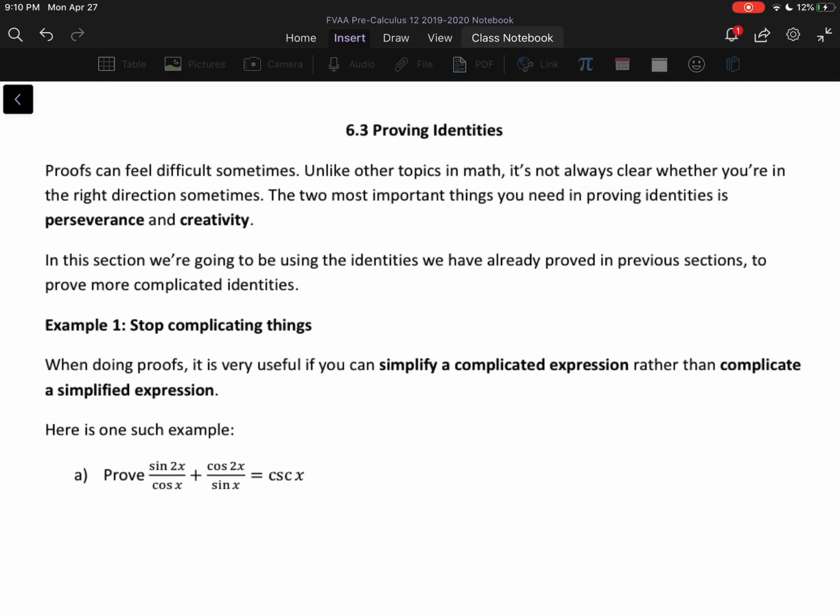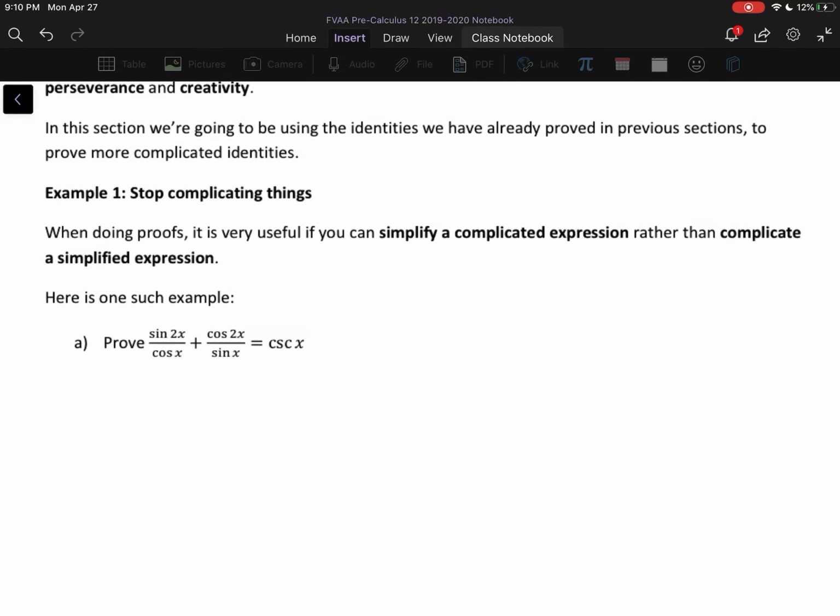Okay. In this section, we're going to be using the identities we have already proved in the previous section to prove more complicated identities. All right. So again, have your formula sheet out so that you can reference, especially those we talked about last set of notes: the sum identities, difference identities, and double angle identities. And also make sure you understand the Pythagorean, reciprocal, and quotient identities as well from 6.1.